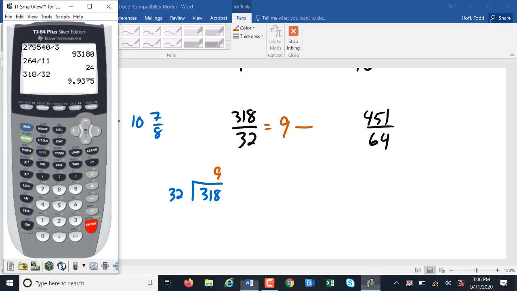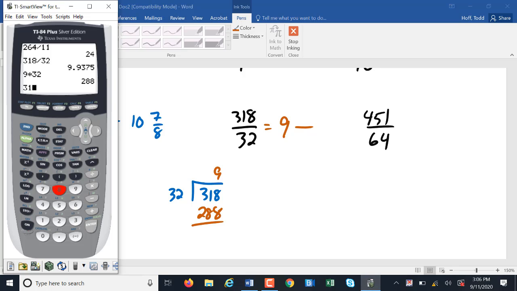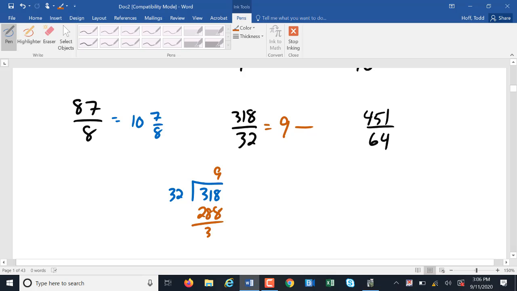9 times 32 is 288. Good. Then I just have to subtract 318 minus the 288 gives us 30. So that's 9 and 30/32. Now, if you saw that that could be reduced, bonus points to you. Both of those divided by 2 to give you 15/16.